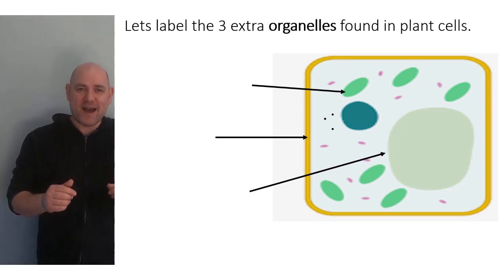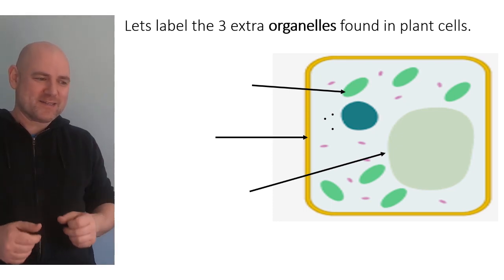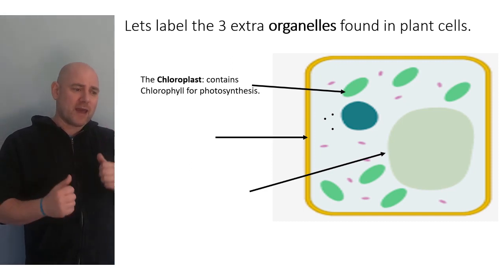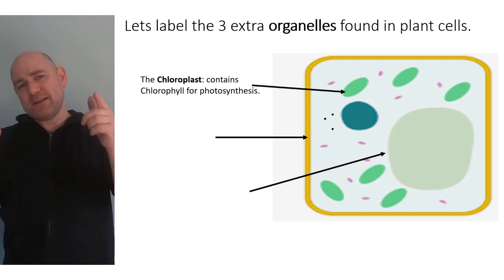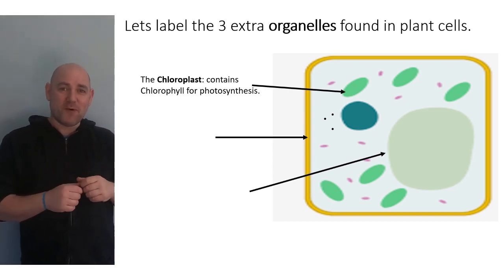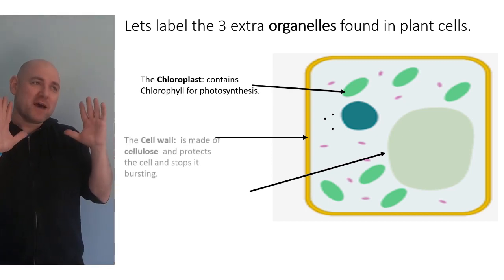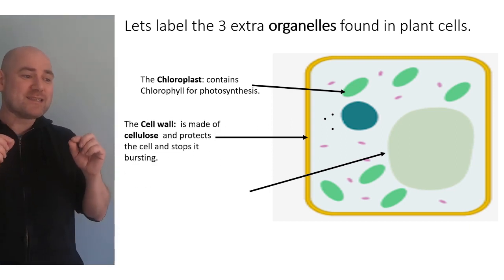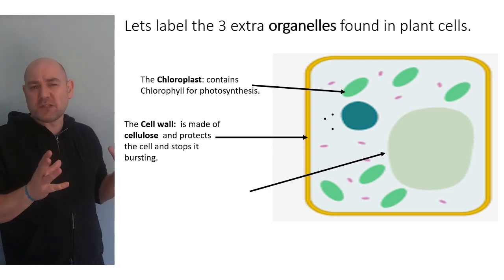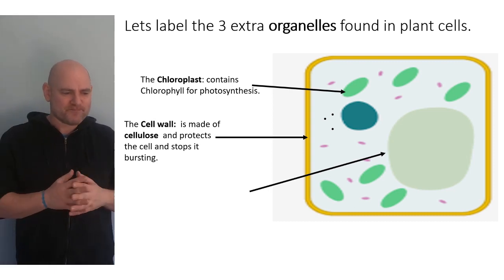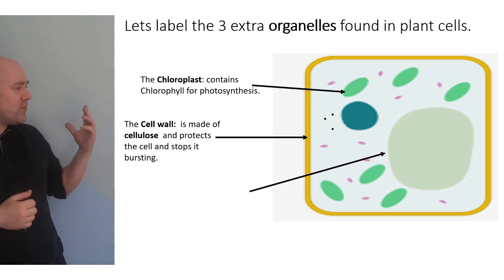Okay, we're going to find out how you got on with your plant cells. The chloroplast. This contains chlorophyll, a green chemical for absorbing sunlight and is used in photosynthesis. Then we have the cell wall, a rigid structure that gives plant cells a brick-like shape. It contains a chemical called cellulose and its job is to stop the cell bursting and breaking. It protects the cell.